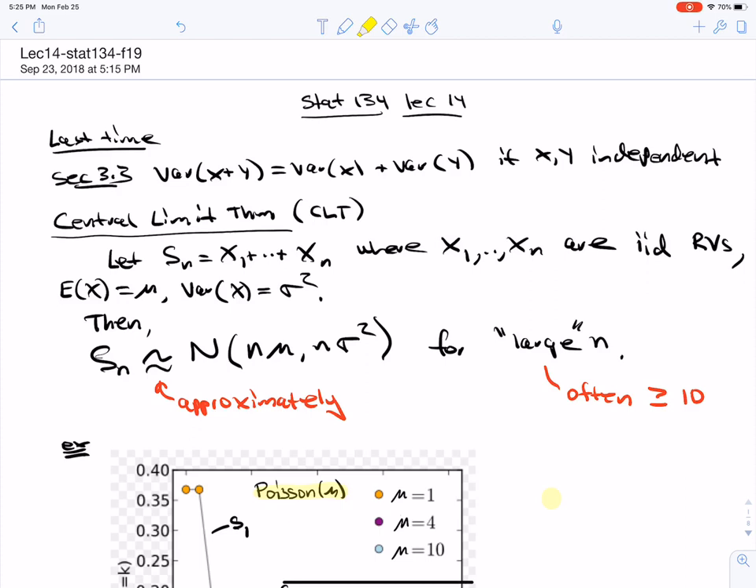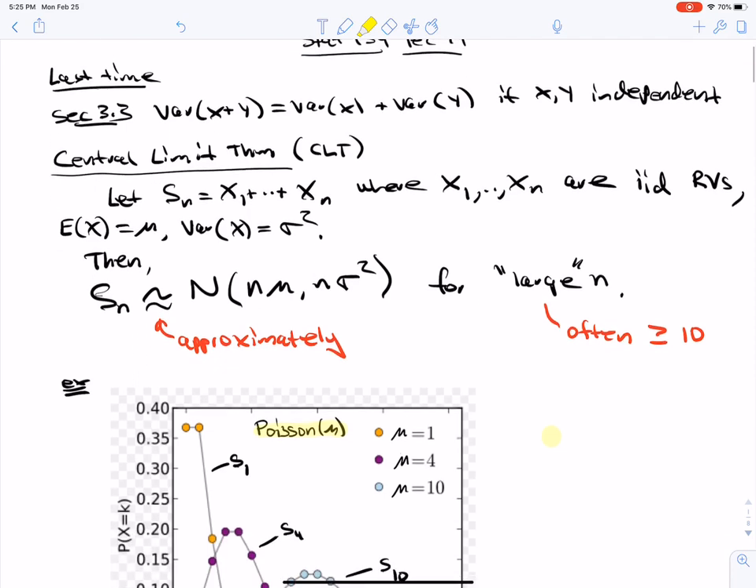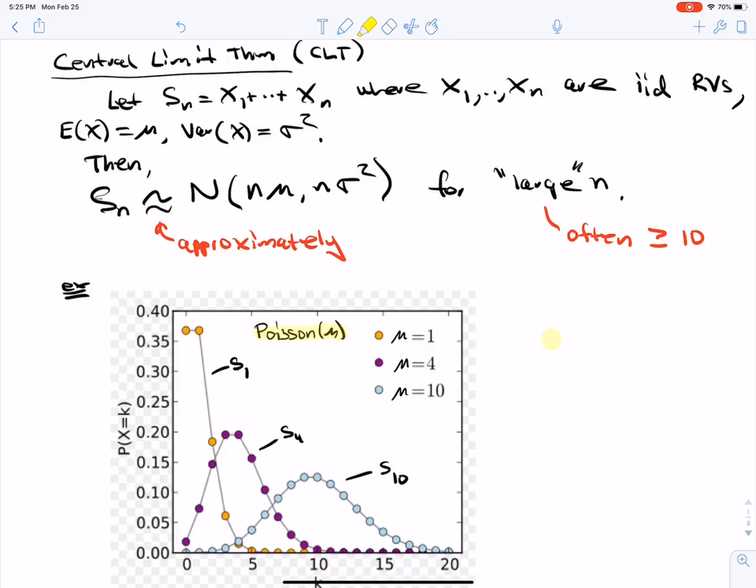In particular, expectation of X is mu, variance of X is sigma squared. So it's not surprising then that the mean of Sn is n mu, and that the variance of Sn is n sigma squared. But what the central limit theorem tells you is that it's in fact approximately normal for large n, where large n usually means larger than 10.